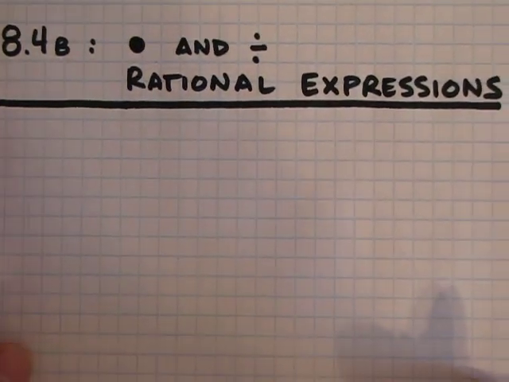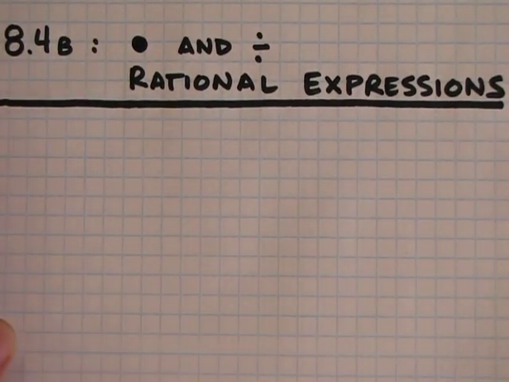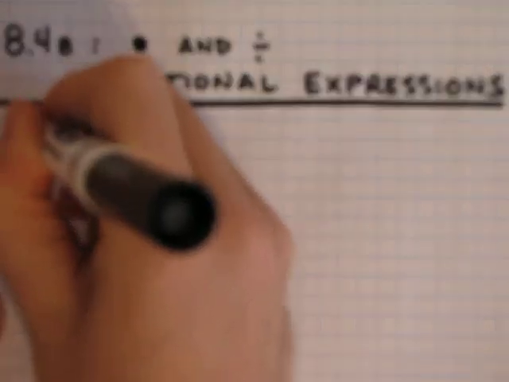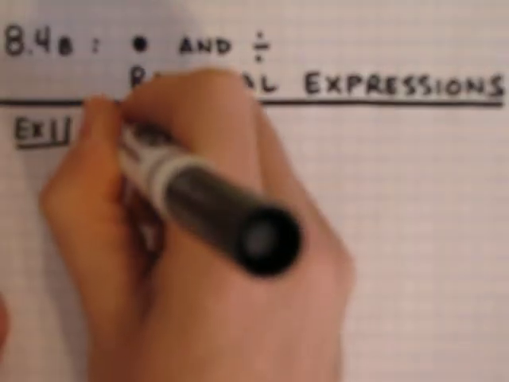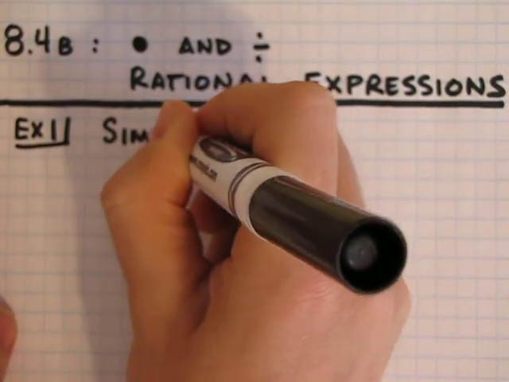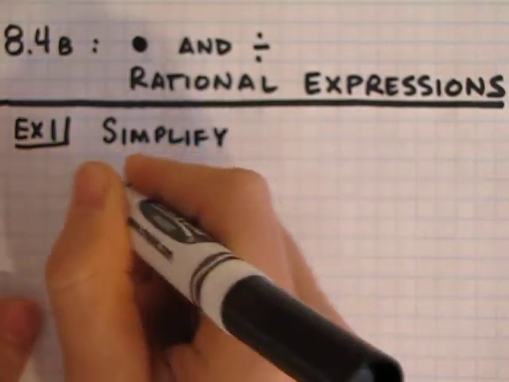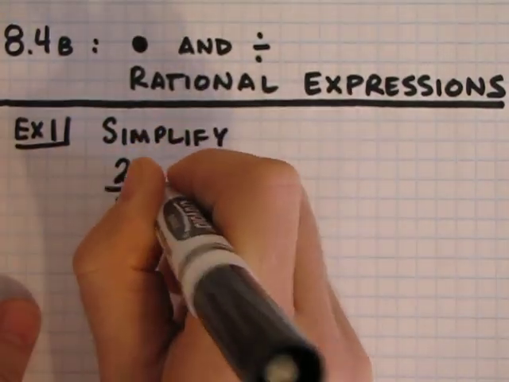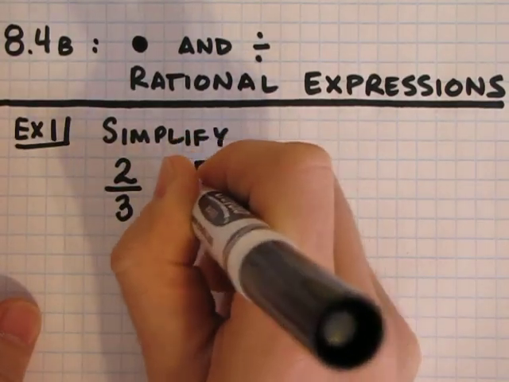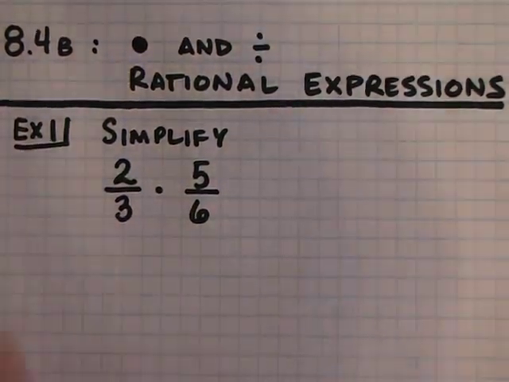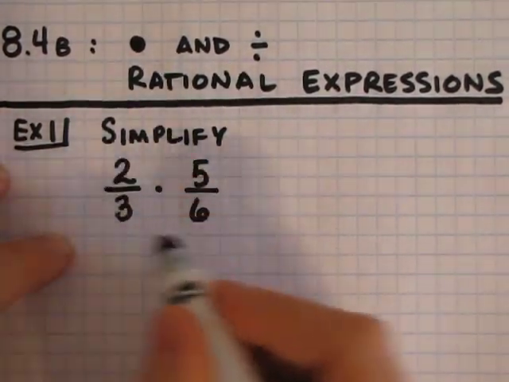Recall that rational expression just means anything that's written as a fraction. So let's start with a simple multiplying example. Suppose that our goal is to simplify or to multiply these two fractions, 2/3 and 5/6.